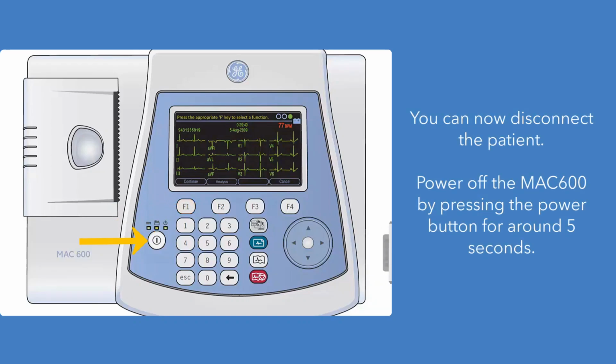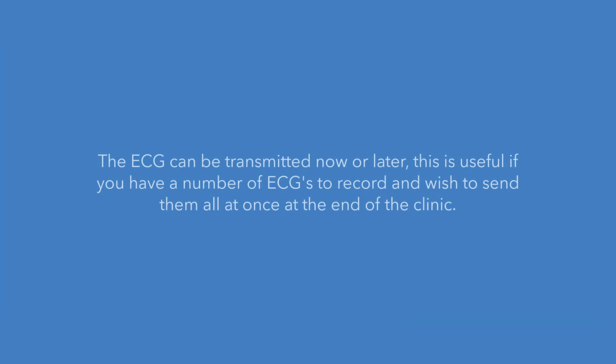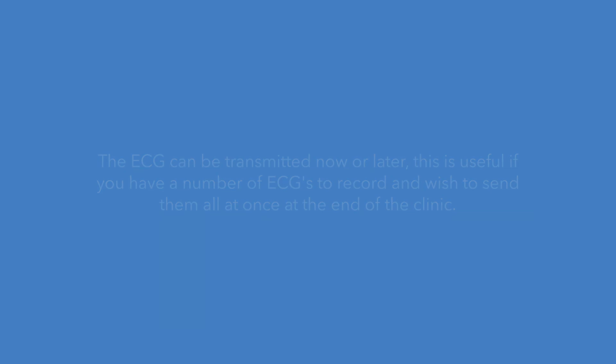You can now disconnect the patient. Power off the MAC600 by pressing the power button for around 5 seconds. The ECG can be transmitted now or later. This is useful if you have a number of ECGs to record and wish to send them all at once at the end of the clinic.